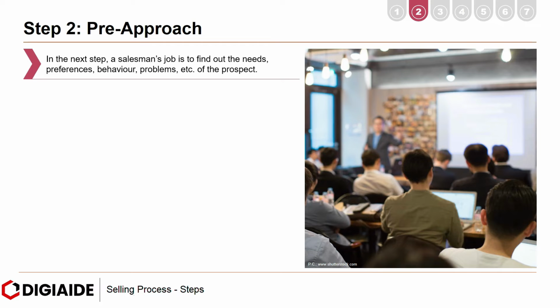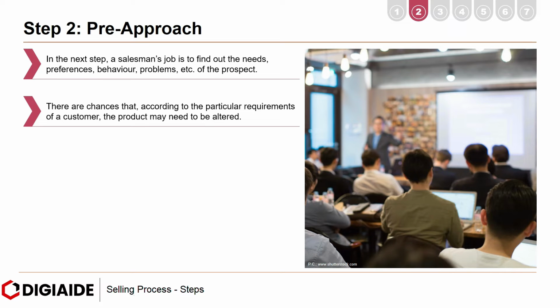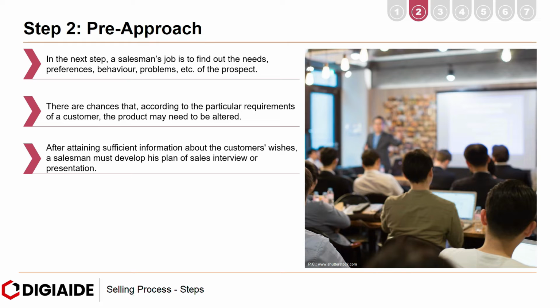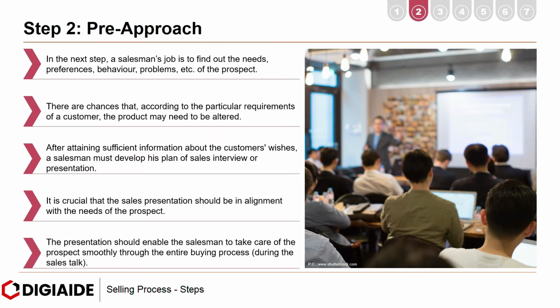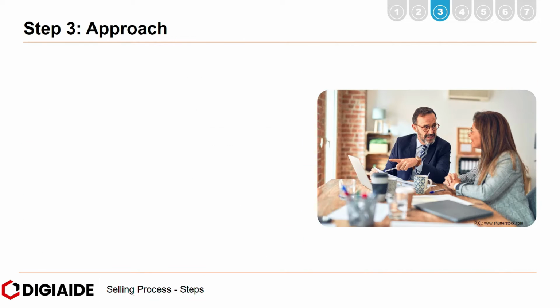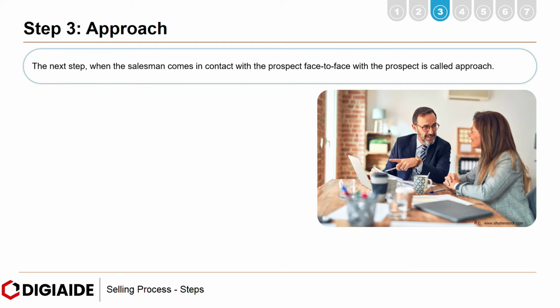In this step, a salesman's job is to find out the needs, preferences, behavior, problems, etc. of the prospect. There are chances that according to the particular requirements of a customer, the product may need to be altered. After attaining sufficient information about the customer's wishes, a salesman must develop his plan of sales interview or presentation. It is crucial that the sales presentation should be in alignment with the needs of the prospect. The presentation should enable the salesman to take care of the prospect smoothly through the entire buying process during the sales talk.